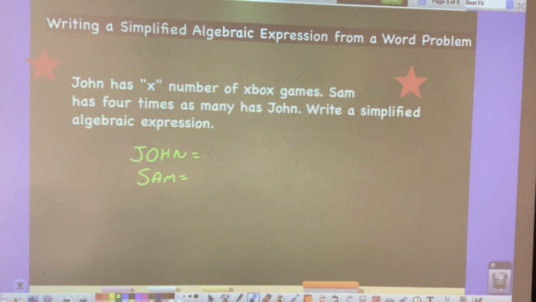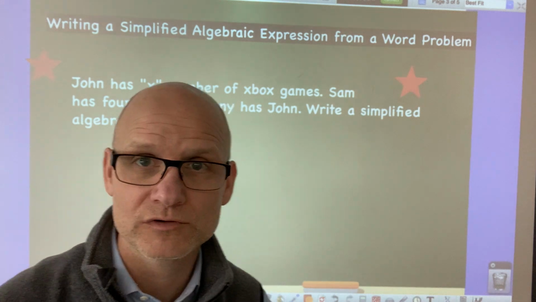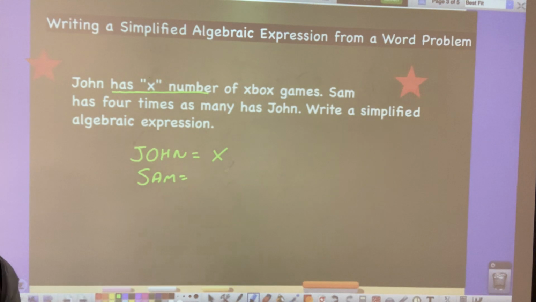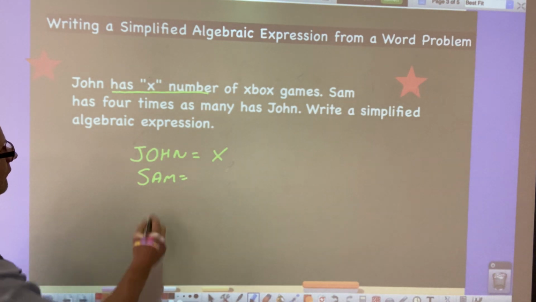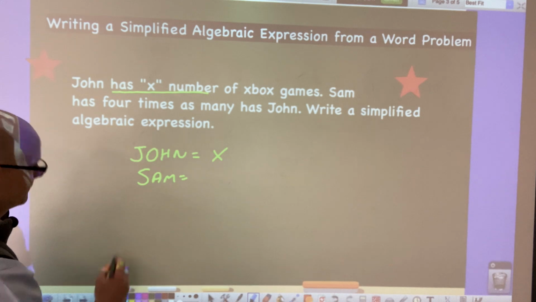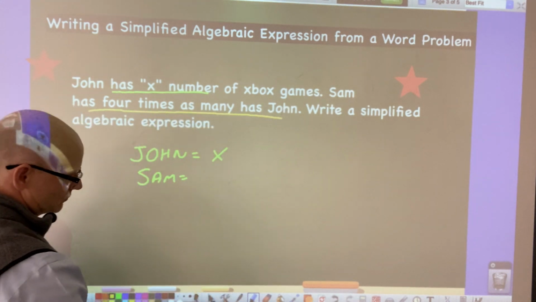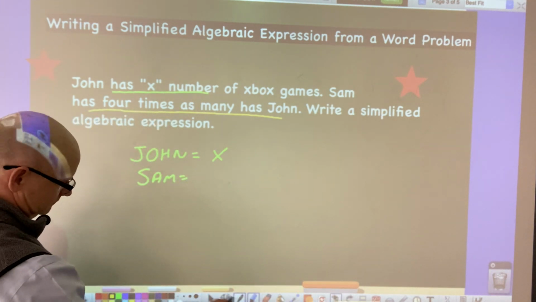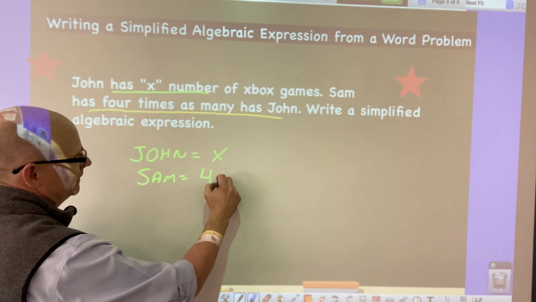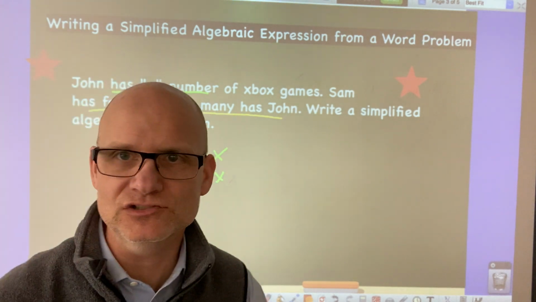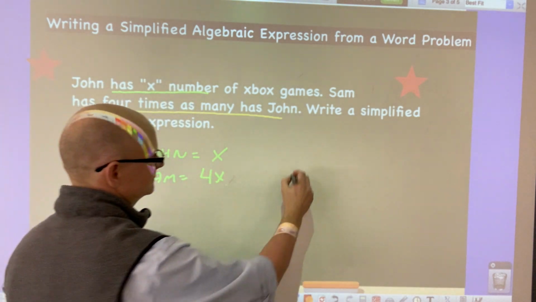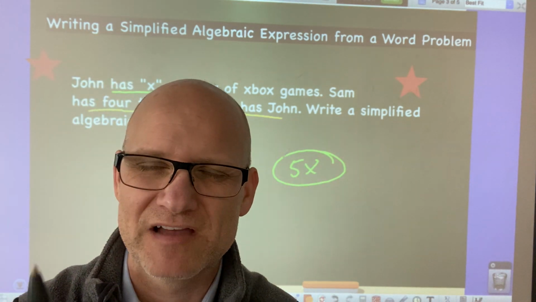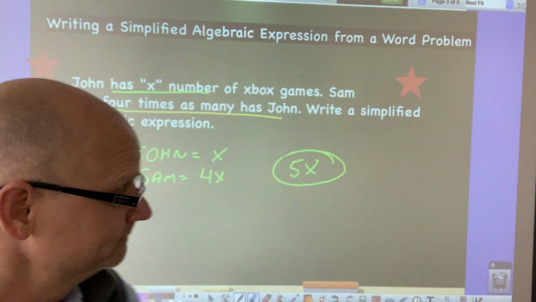Then the second thing you should do is identify who is the unknown. Well, in this one, they tell you John's X. So John's X. What do we know about Sam then? Well, Sam, they said, has 4 times as many as John. So Sam would be 4x. And now let's combine our like terms. So x plus 4x will give us 5x, and we are done. We are just writing a simplified algebraic expression from the story problem.